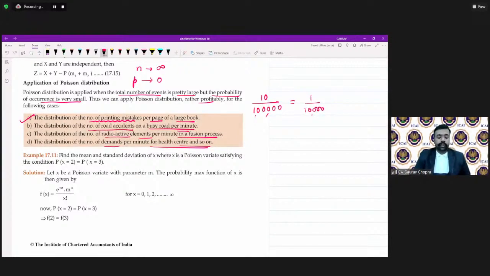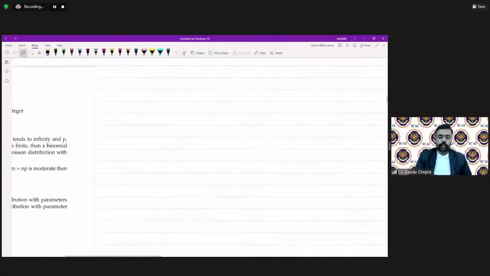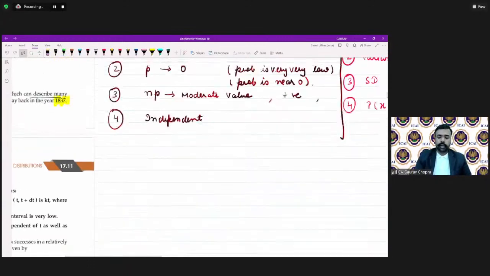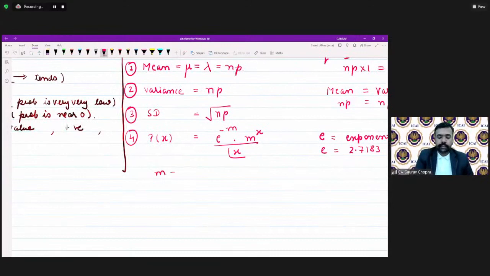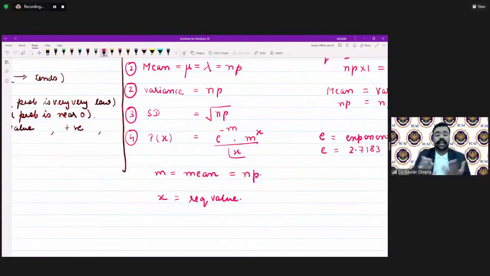So now we have read the formula for probability: e to the power of minus m, m to the power of x divided by factorial x. In this formula, e is the exponential value, and m is known as the mean. How can we calculate the mean? By simply multiplying n with p. And what is x? X is always the required value. Whatever we have to calculate, we have to find out, that is x. All right.